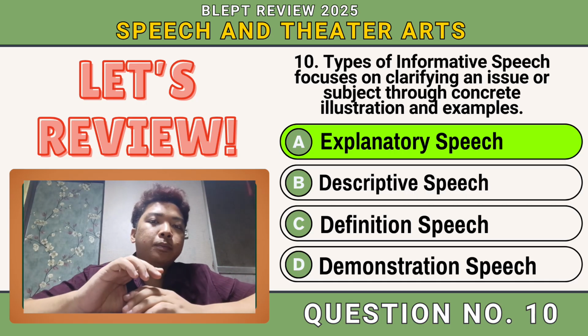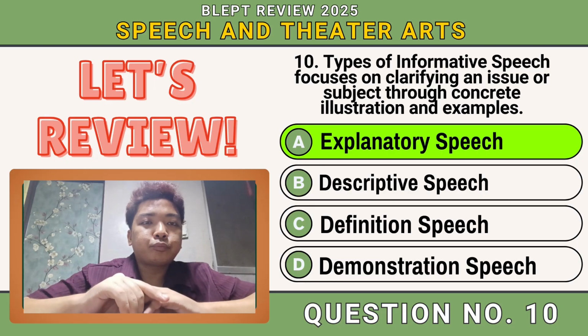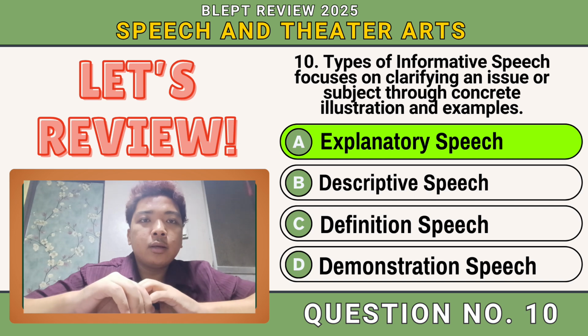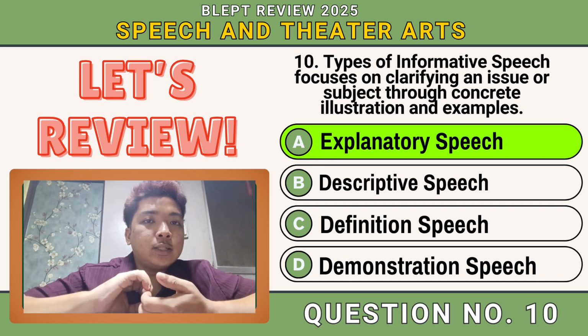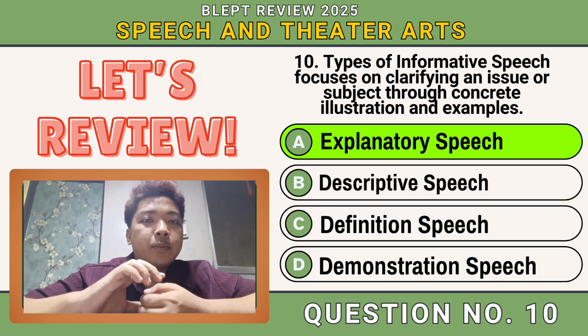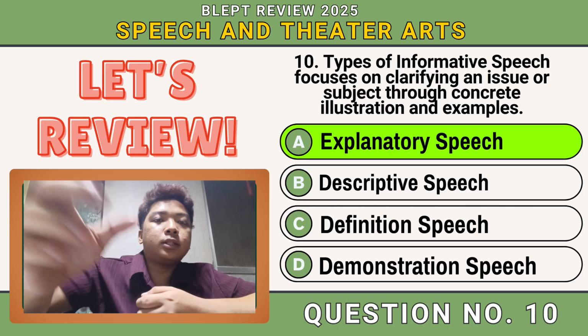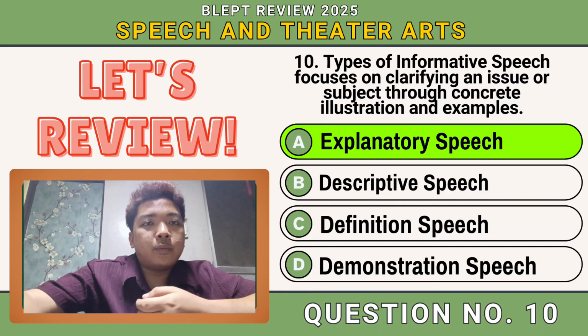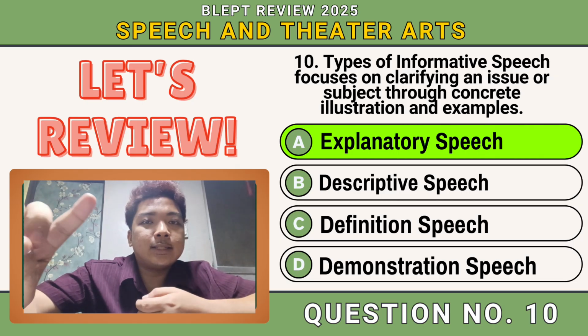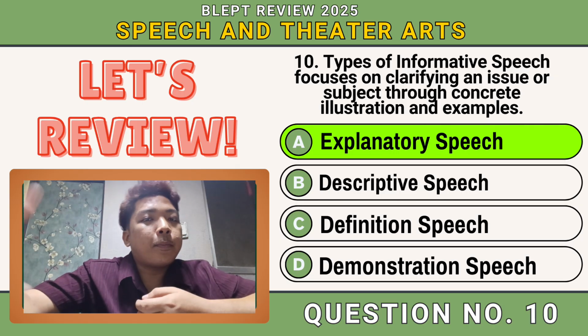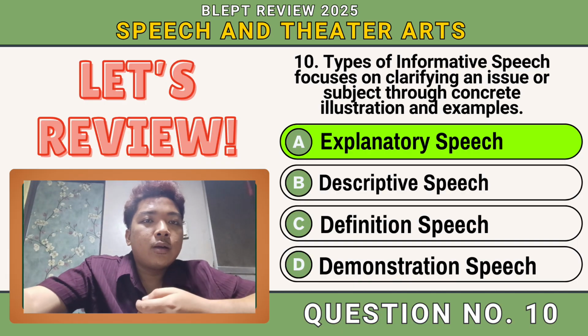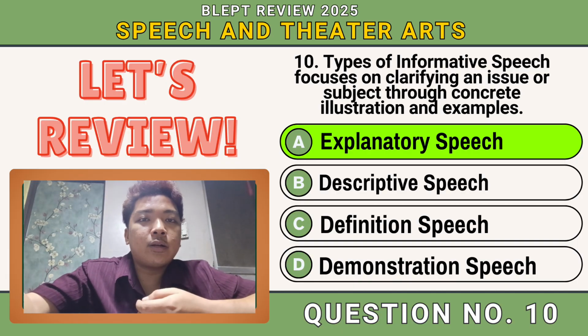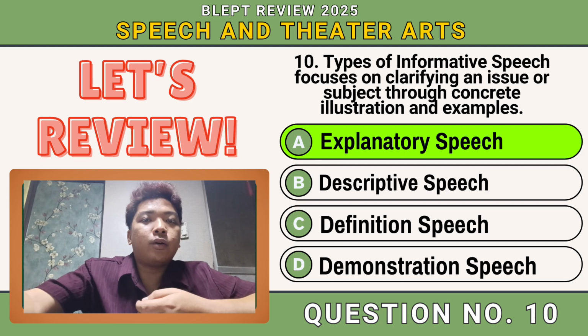So why is it not descriptive? Because the aim of the descriptive speech is to create vivid images or pictures in the audience's mind. For example, the speaker talks about the northern lights, or what we call the aurora borealis. The speaker will talk about the visual appearance and the setting of the aurora borealis itself. It creates vivid pictures or images in the audience's mind.